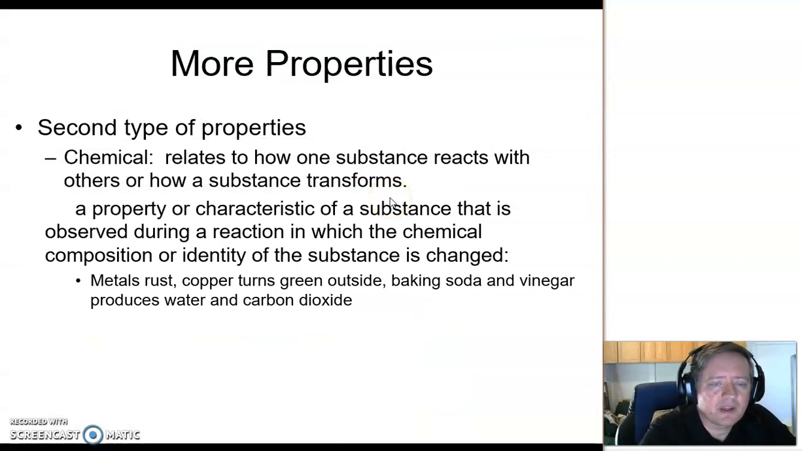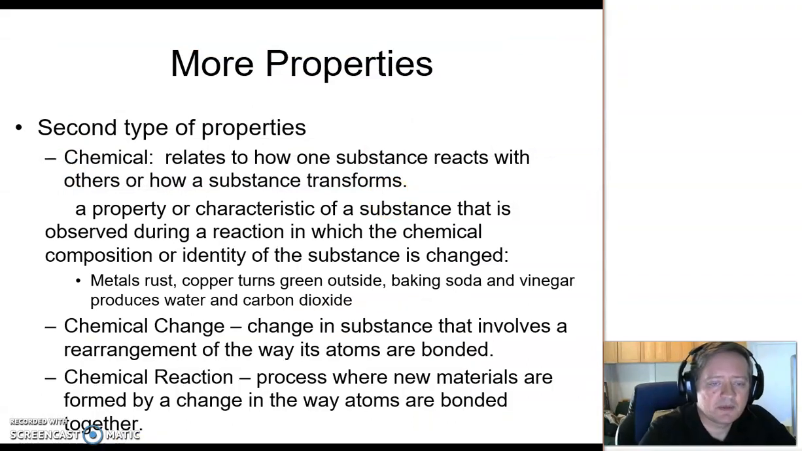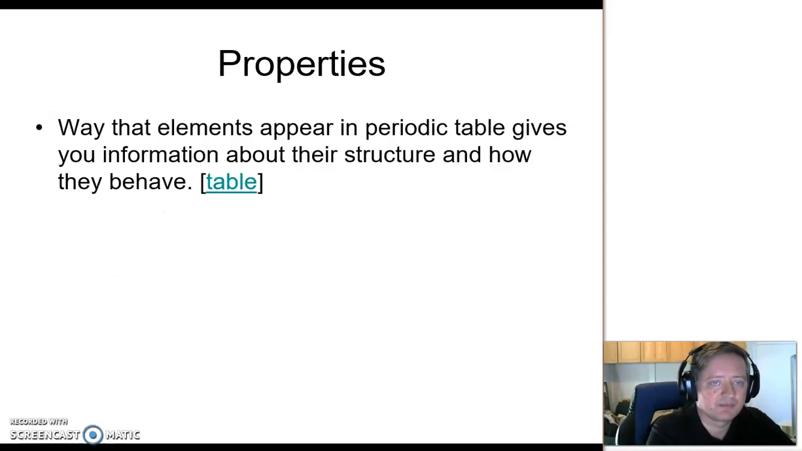A chemical property is, for example, metals rust, copper turns green, baking soda and vinegar produce water. This is how these react with other elements. A chemical change is a change in which I have a brand new substance. The actual elements or the molecules, the atoms that make up that substance, are changed. They're different. The properties are new. I have something new. If I burn a piece of paper, well, technically it's no longer paper. And that process where new materials are formed, we call a reaction.